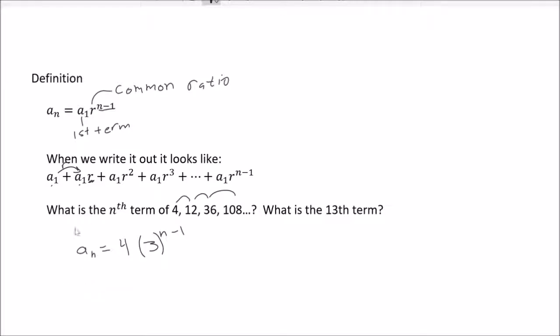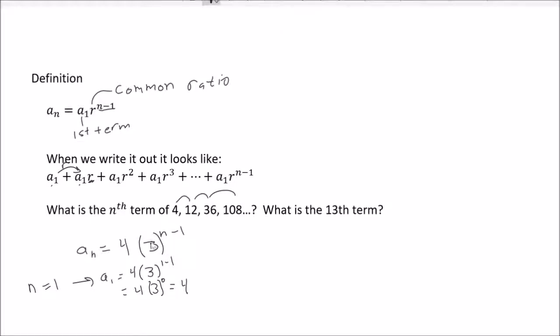And then let's do a quick check and make sure it's right. So if n is 1, and we plug in a 1, then what happens? Then we see that a sub 1 equals 4 times 3 to the 1 minus 1. That 1 minus 1 becomes 4 times 3 to the 0, and we know 3 to the 0 is 1. So that's 4. So that's good. They match. Now, that's what the n minus 1 is about, and that's why we need it, okay?